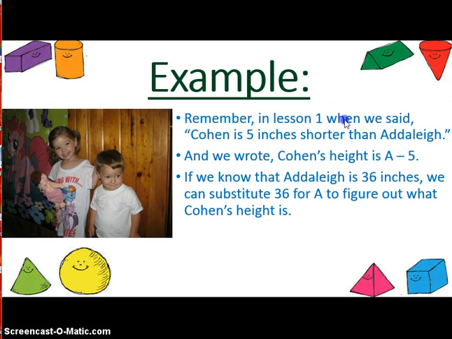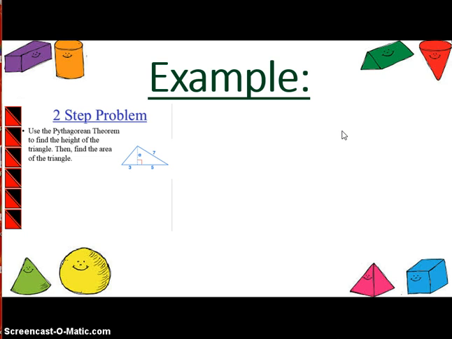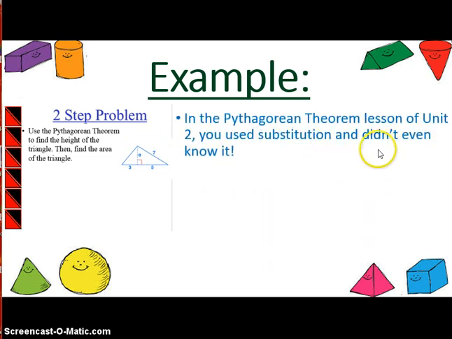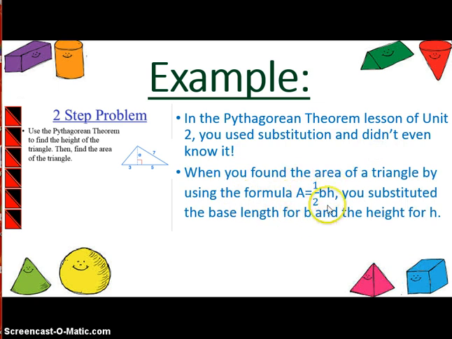You also used substitution in our Pythagorean theorem lesson, not only when you used a squared plus b squared equals c squared, but also when you used the formulas for area. For instance, we did this problem where you had to figure out the area of this triangle, and you did so using area equals 1/2 base times height. And when you did that, you substituted the base length, which was 8, for the letter B, and you substituted what we got for A for the height. You used substitution many times in the past, but now you have a name for it.